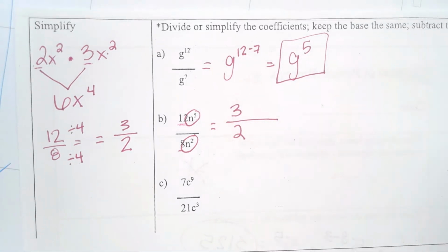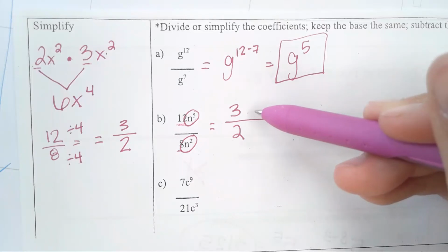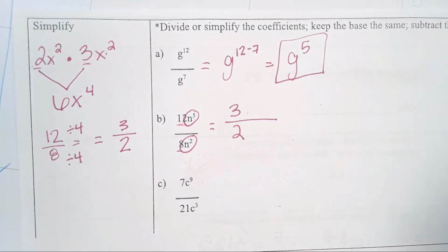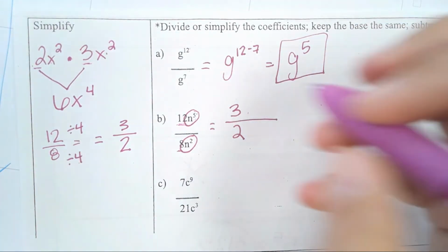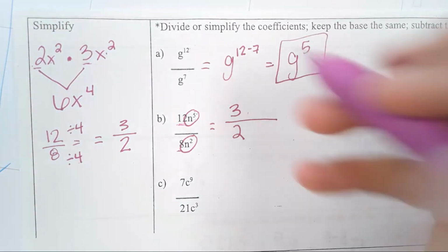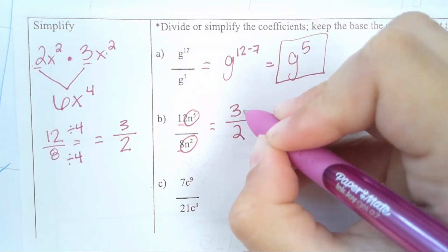But I'm going to show you guys why we keep n to the 3rd in the numerator and not in the denominator. So let's say I write n to the 5th 5 times, but instead of writing n to the 5th, I'm going to put it as n to the 1st, because if I were to add them, they would then give me n to the 5th.